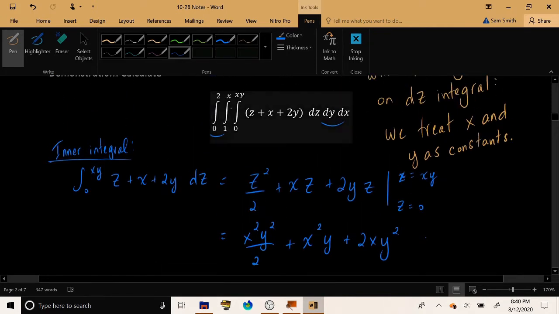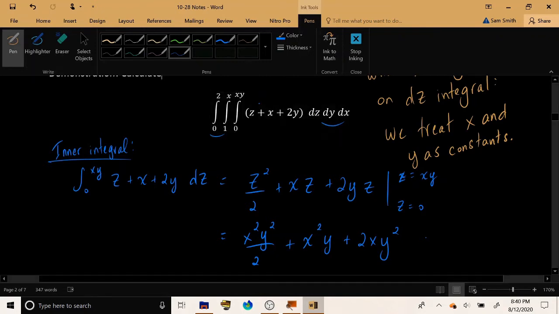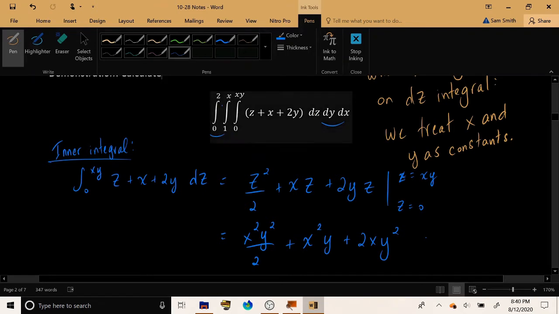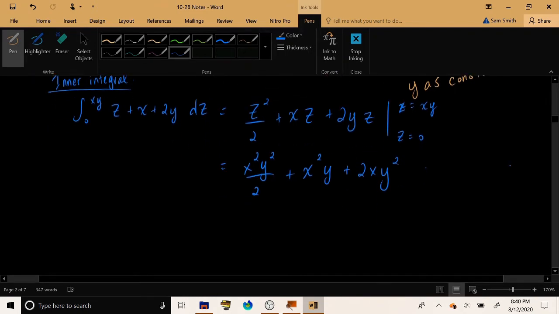Now, having calculated the inner integral, I'm going to move one layer out to the next integral. Now notice at this point z is completely gone. When we finish the dz integral, all the z's should have vanished if we did our work correctly. Same principle that we used for double integrals. So now this is really just a double integral, and I'm integrating from 1 to x with respect to y. So here is the middle integral.